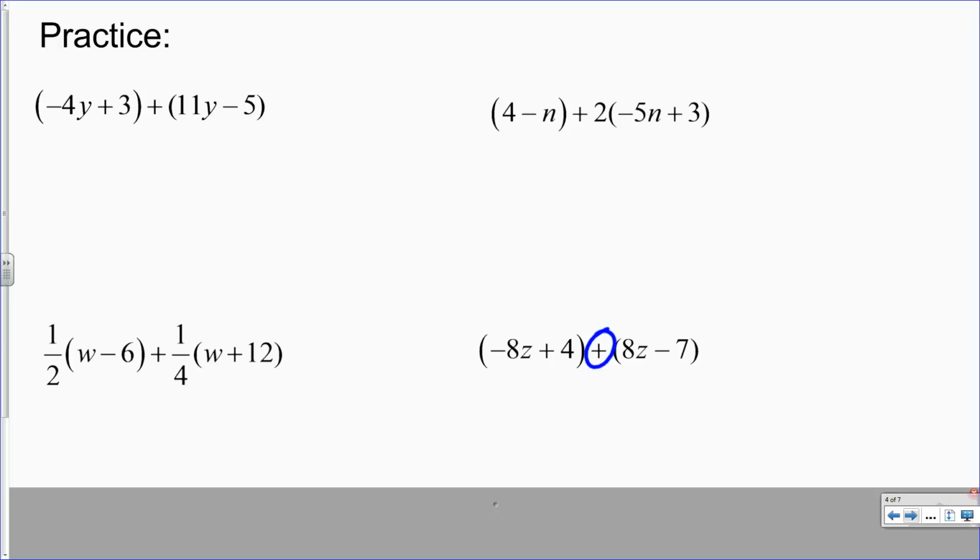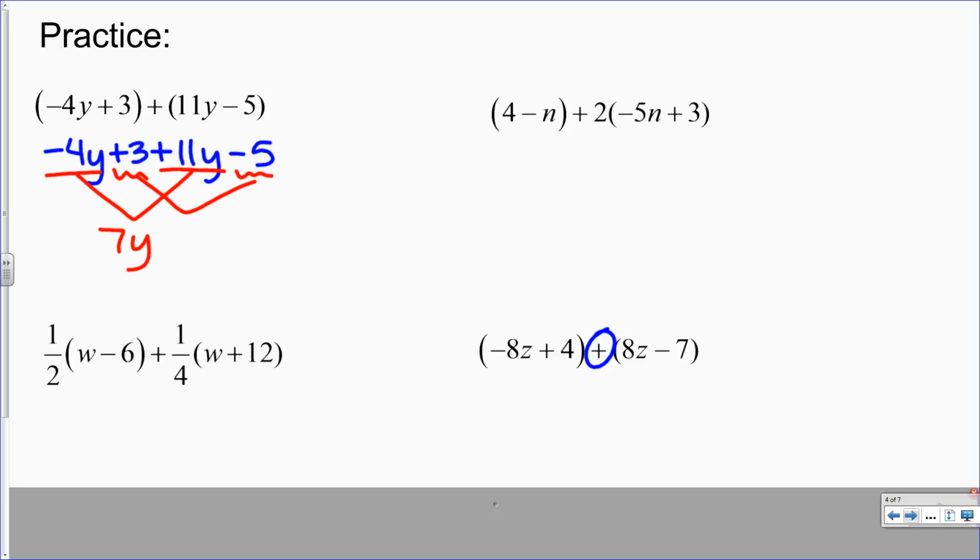Okay, let's go ahead and solve each of these. Hopefully you've taken time on your own to solve them. On this first one, there's nothing keeping it in parentheses, so I'll rewrite it without the parentheses. And then I need to find my like terms. In this case, I have a negative 4y and a positive 11y. Negative 4 plus 11 is 7. So I have 7y. And a negative 3 and a positive 3 minus 5 would be minus 2. So you should have 7y minus 2 for your first problem.